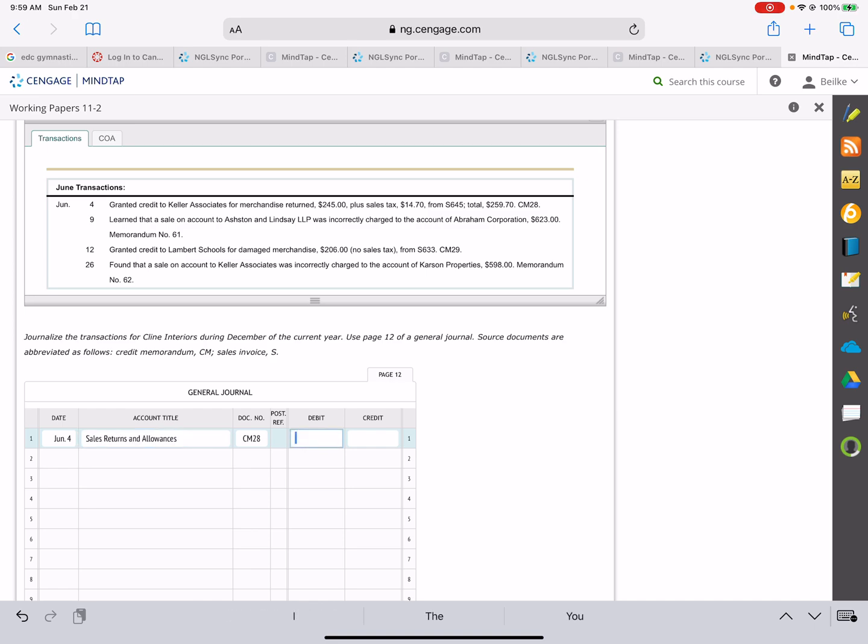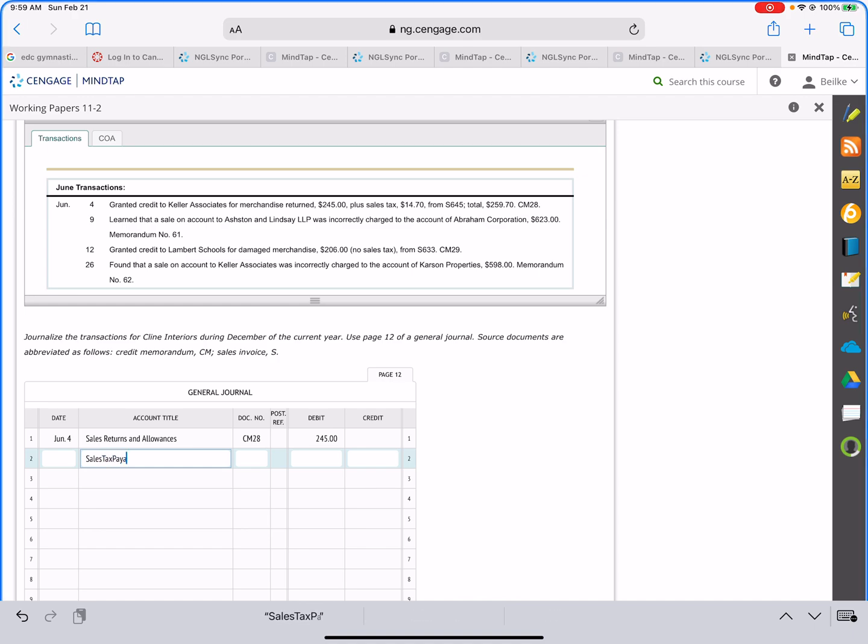Okay, we are going to debit it for the total amount of the sales. They are bringing back $245 worth of merchandise. Initially, when we sold it, we charged them sales tax and we credited our sales tax. So we have to debit our sales tax for the amount returned to our customer. And the amount of sales tax that's returned is $14.70. Again, sales tax payable is a liability that we owe to the government. We are giving back some of the sales tax that we collected, so we owe less to the government. So therefore, we are debiting.